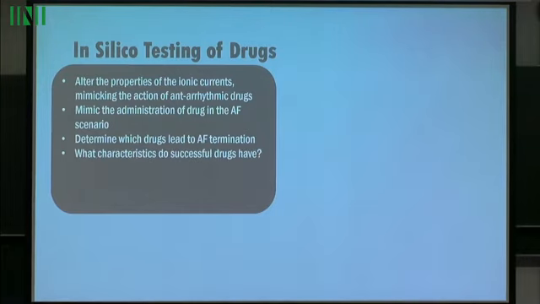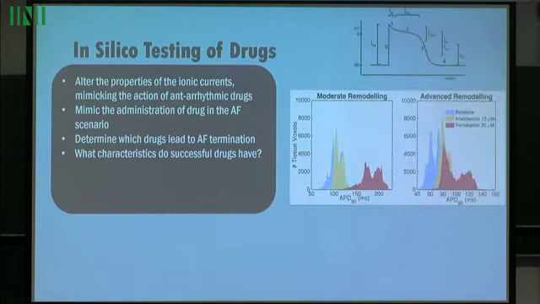So that kind of leads us to the question, what characteristics do successful drugs have? Can we distinguish the ones that are going to lead to a termination of the rogue activity from those which will have no effect? And we tried all sorts of different metrics, and in the end what we came up with was that the drugs that extend the width of this action potential work best, but if they extend it such that they create a large heterogeneity in action potential duration, then they will also be ineffective.